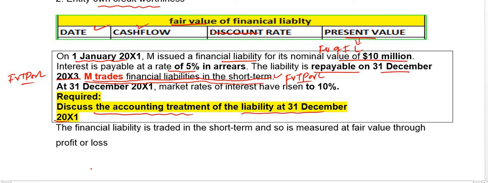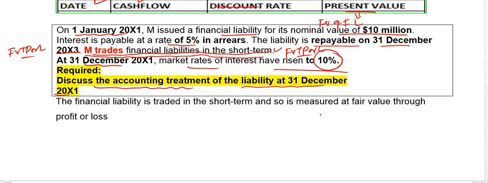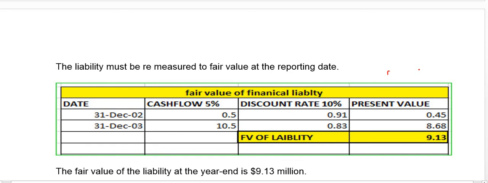Now, on 31st December, let's say the market interest rate goes up to 10%. So how will you treat this? The financial liability is traded in the short term, so definitely it will be measured at fair value through profit or loss. If it's not traded in the short term, then you will not measure at fair value through profit or loss. Clear? Now the liability must be re-measured to fair value at the reporting date.